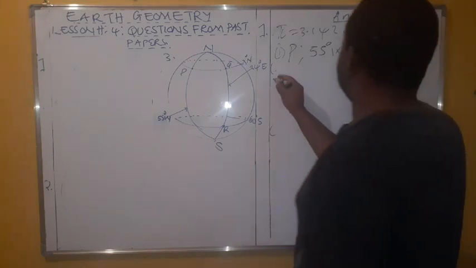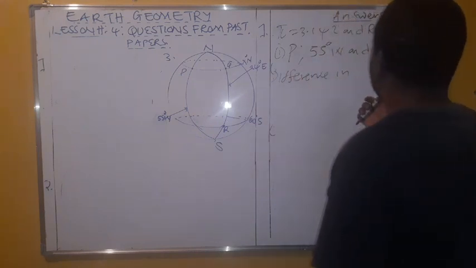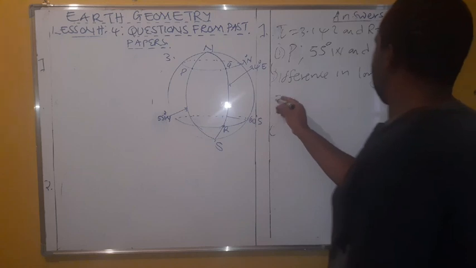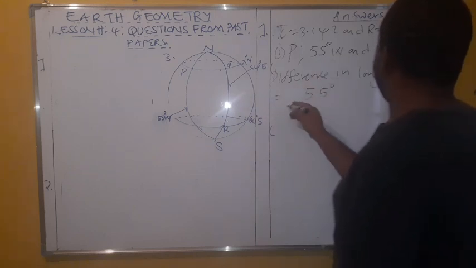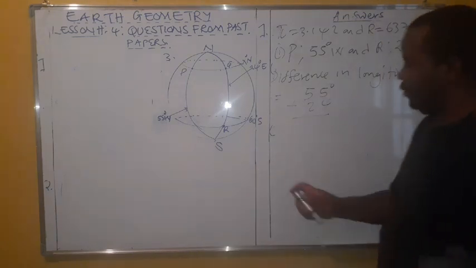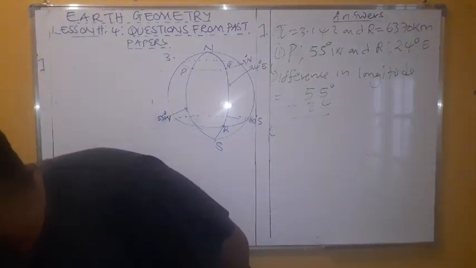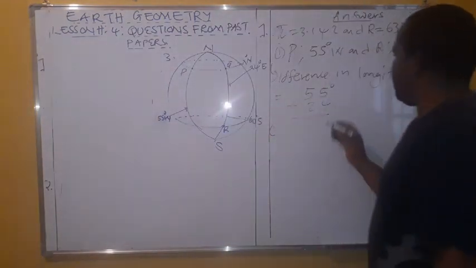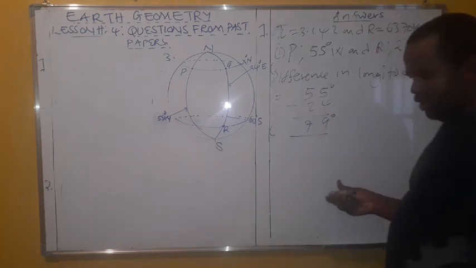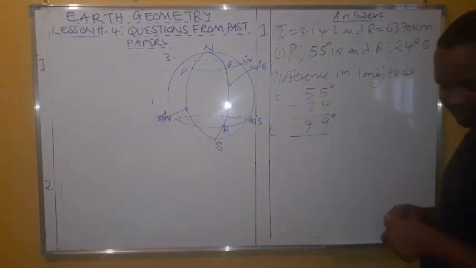So we're going to say the difference in longitude is equal to 55 degrees plus 24. When they are on different sides, we add. When they are on the same side, we subtract. So here when you add, you have got 9. Here you have got 7. So this is the answer. That's the difference in longitudes between those 2 points, 79 degrees.